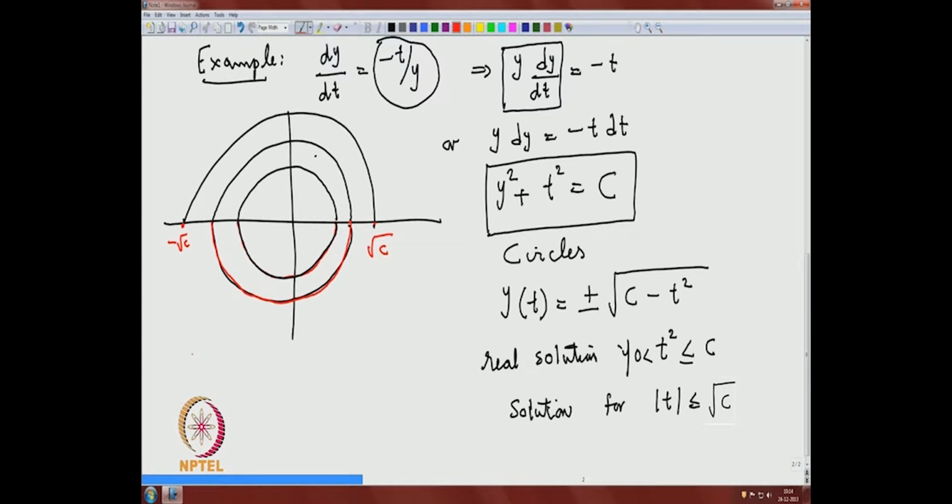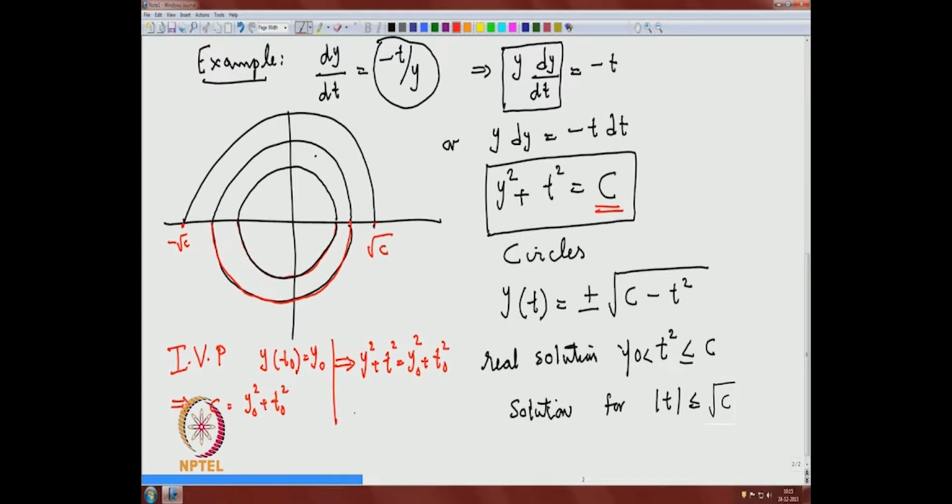So, let us look at an initial value problem. Suppose you have the initial value problem IVP, with y at t naught equal to y naught. To determine your c here, this will imply c equals y naught square plus t naught square. So, this will imply your solution is y square plus t square equals y naught square plus t naught square. So, it depends on where y naught is, the sign of y naught, which branch of the solution is defined.